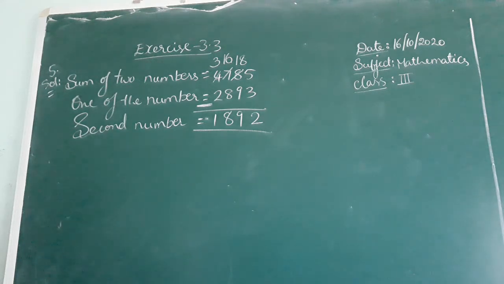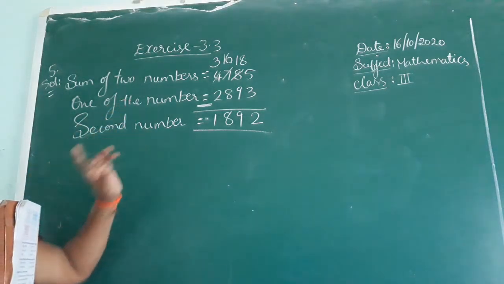Okay. Like that you can find the second number. If they give the sum and one of the numbers, we can find the second number.